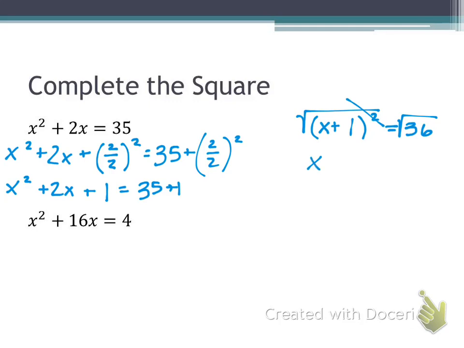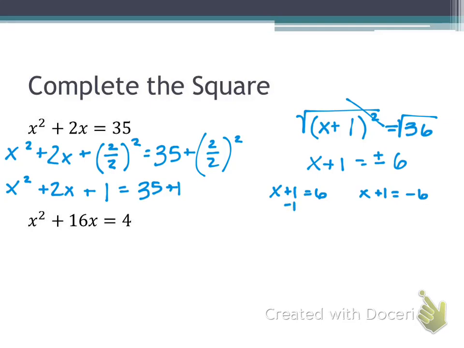So now I'm left with x plus 1 equals, what is the square root of 36? Positive and negative 6. Very good. Remember, you have to have that sign. Now I can just break it into two problems and solve. I have x plus 1 equals 6, and x plus 1 equals negative 6. Okay, remember, it's the exact same equation, just one answer is positive, one answer is negative.